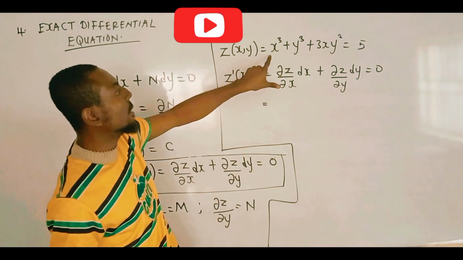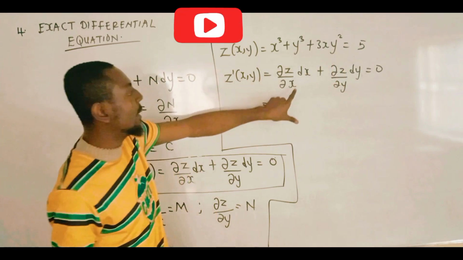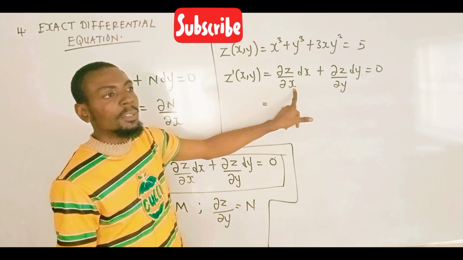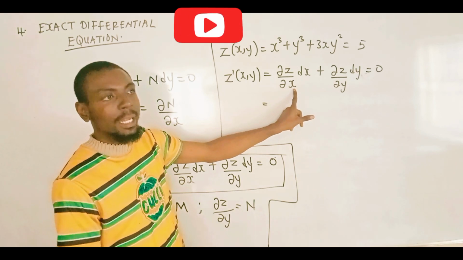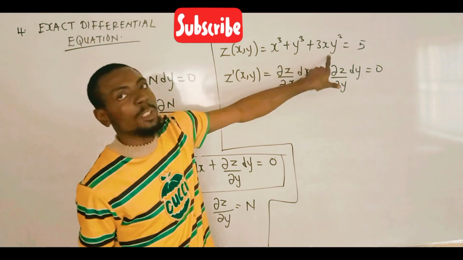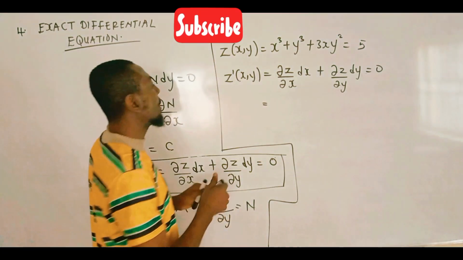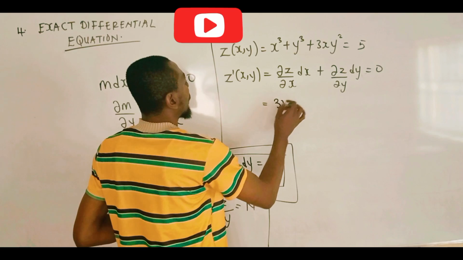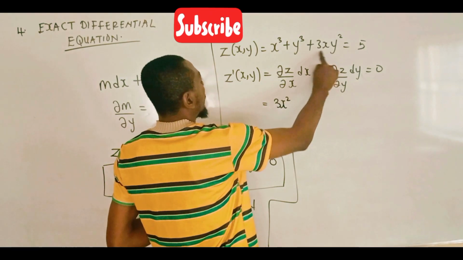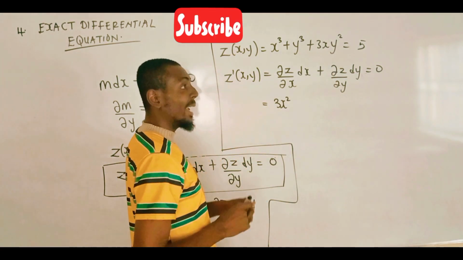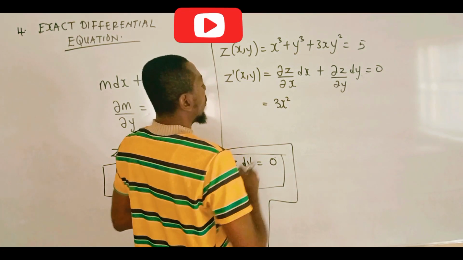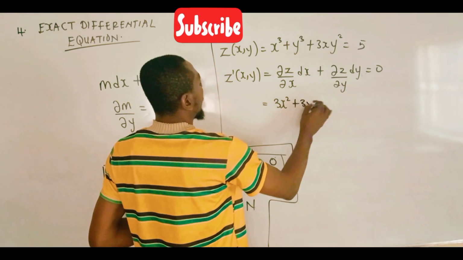So the first thing we do now is differentiate the whole of this function with respect to x, keeping y constant. So since y is constant, differentiation of any function that contains y alone will be equal to 0. So keeping y constant and differentiating with respect to x, differentiating x cubed will give us 3x squared. Then since y is constant, this is 0, then differentiating 3xy squared with respect to x, differentiating x is 1, then 1 times 3y squared is 3y squared, so we have plus 3y squared.